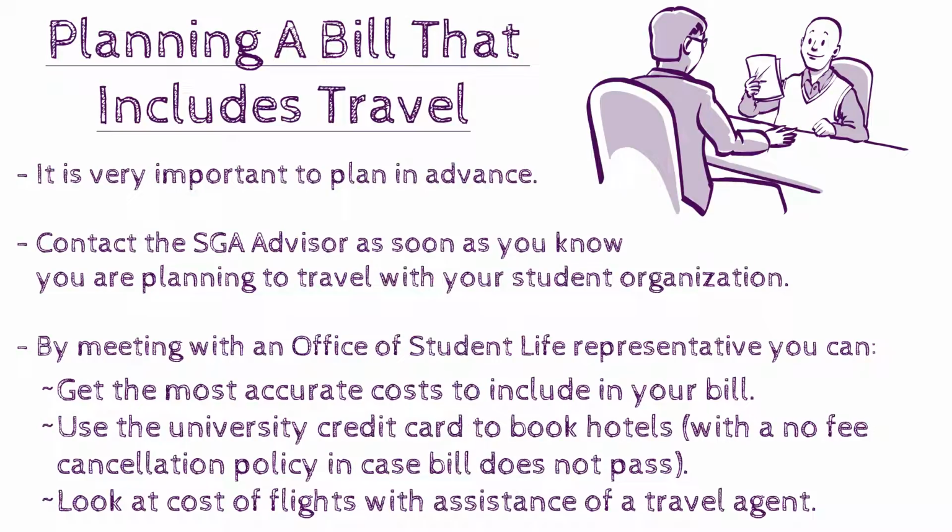When planning your bill, it is very important to plan as far in advance as possible. Please contact the SGA advisor as soon as you know you are planning to travel with your student organization. By meeting with an Office of Student Life representative, you can get the most accurate cost to include in your bill. You will also be able to use the university credit card to book hotels, as long as there is a no-fee cancellation policy in case your bill does not pass. This will lock in the rate that you are including in your bill. In some cases, you will also be able to look at the cost of flights with the assistance of a travel agent.